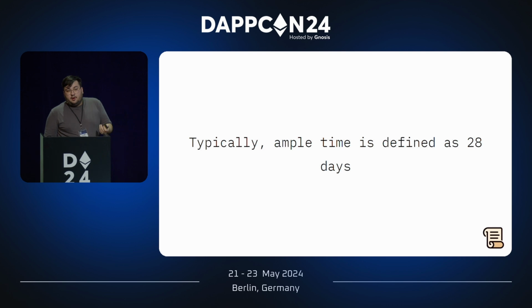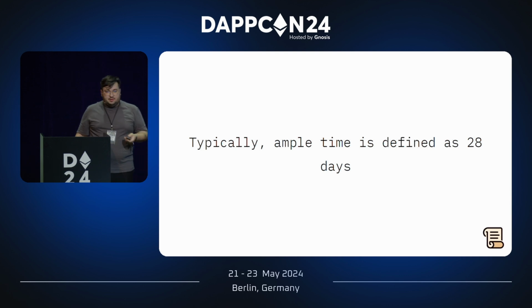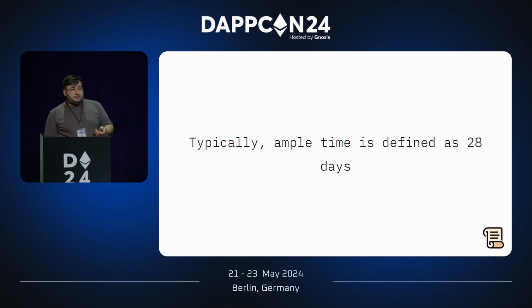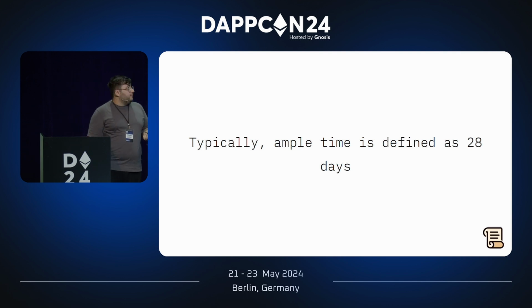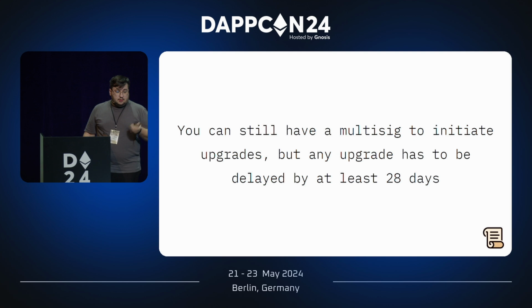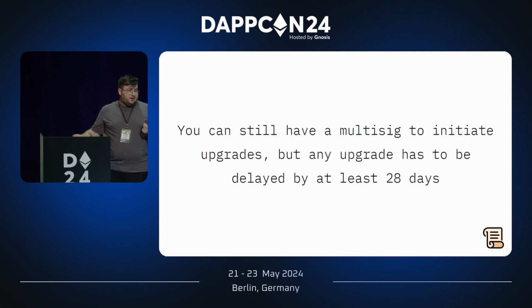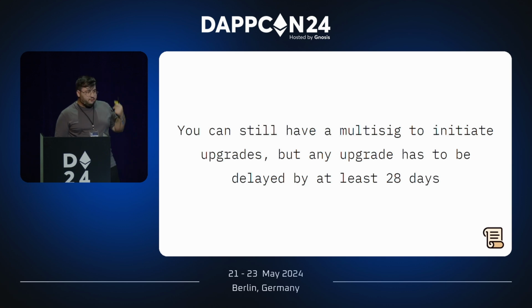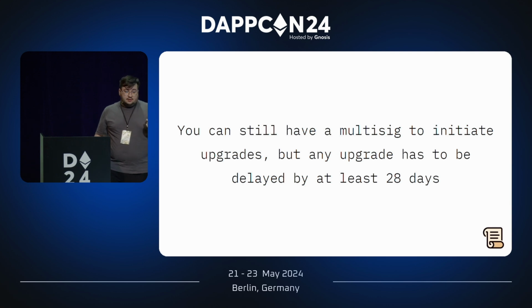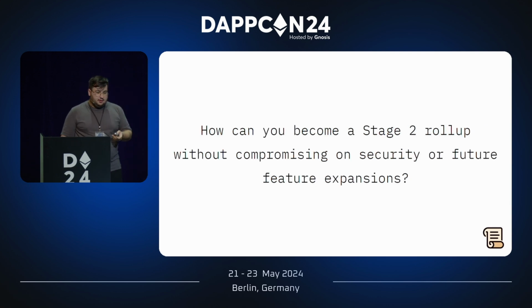So that means that if you upgrade a bridge to either add a new feature or to fix a bug, which is even more pressing, because with features you can wait for a bit, but if you're fixing a bug that is critical and can result in funds being drained, this is not really a good option, because by the time the upgrade actually is in effect, the funds might be gone. And so I lied a bit in the name, because you can still have a multisig that initiates those upgrades, even though I expect the majority of the rollups actually use some form of governance or the Security Council to do that. But it has to be delayed by 28 days, as I said before, at least 28 days.